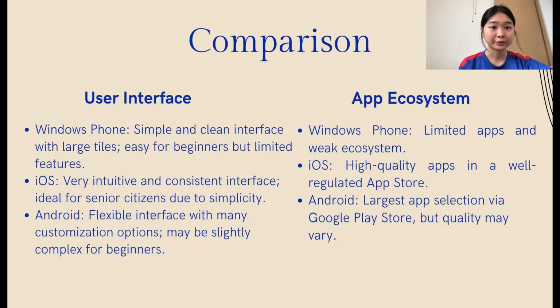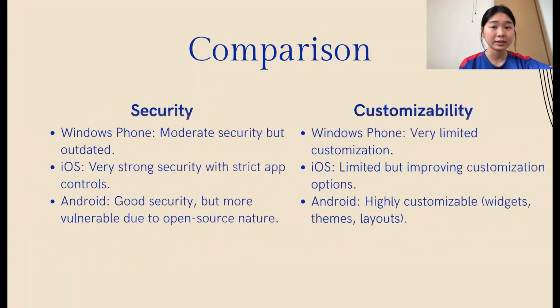When it comes to app ecosystem, iOS focuses more on quality and security, while Android focuses more on variety and availability. This means users can have more choice on Android, but a more controlled experience on iOS. In terms of security, iOS applies stricter control over applications, which reduces potential risks. Android is still secure, but due to its open nature, it may be more exposed to threats. So, security here is not just about protection, but also about how the system manages apps.